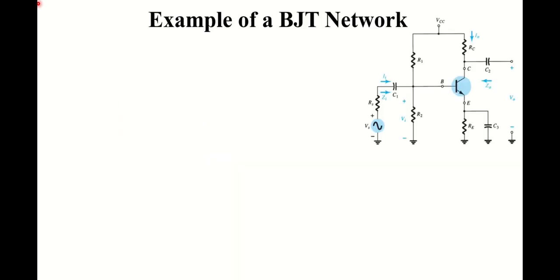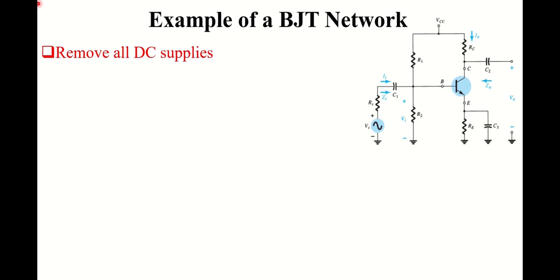Now let us assume a circuit on which we can apply the basic steps of doing AC analysis of a BJT based network. The circuit is shown here. As we are only interested in doing the AC analysis of the given circuit, the first step is to remove all DC power supplies and replace them with zero potential or short circuit.